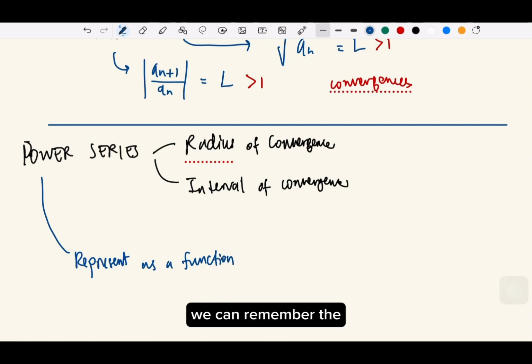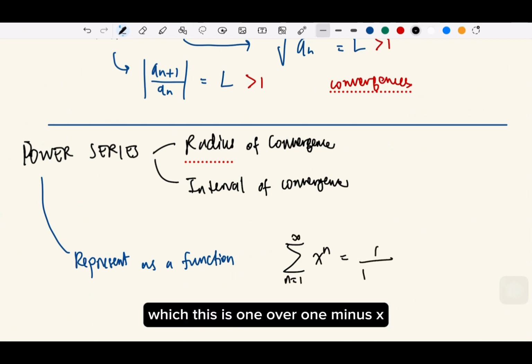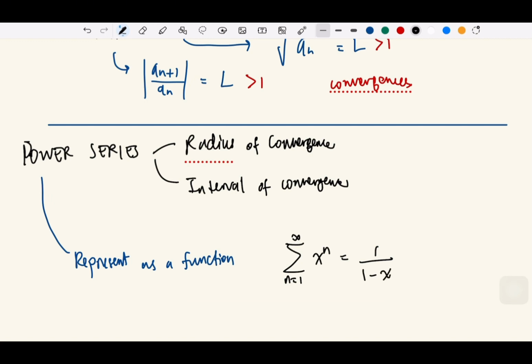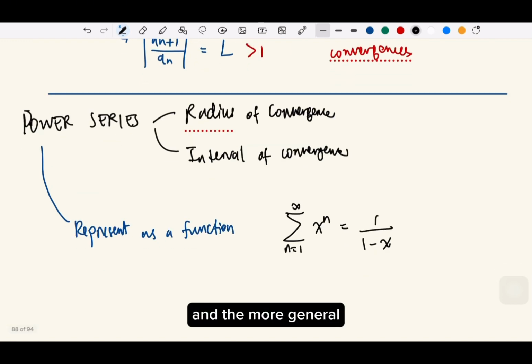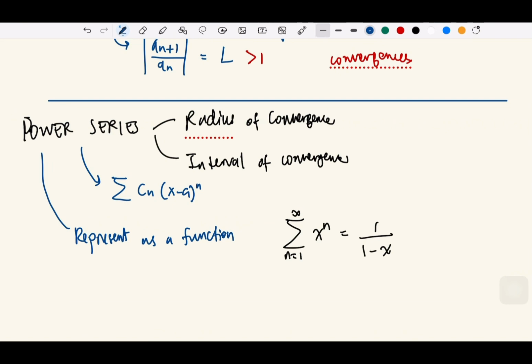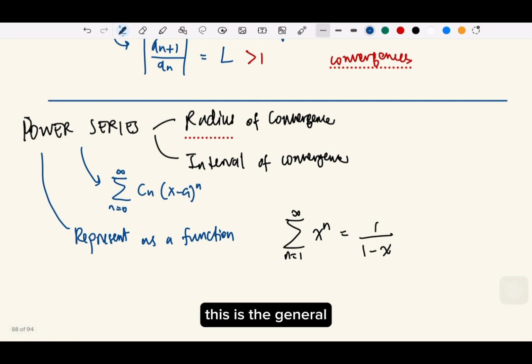We can remember this: the sum of x to the power of n, which is 1 over 1 minus x. This is one example of how we represent the power series. And more generally, the power series is the sum of cₙ (x − a)ⁿ from n equals 0 to infinity. This is the general form.